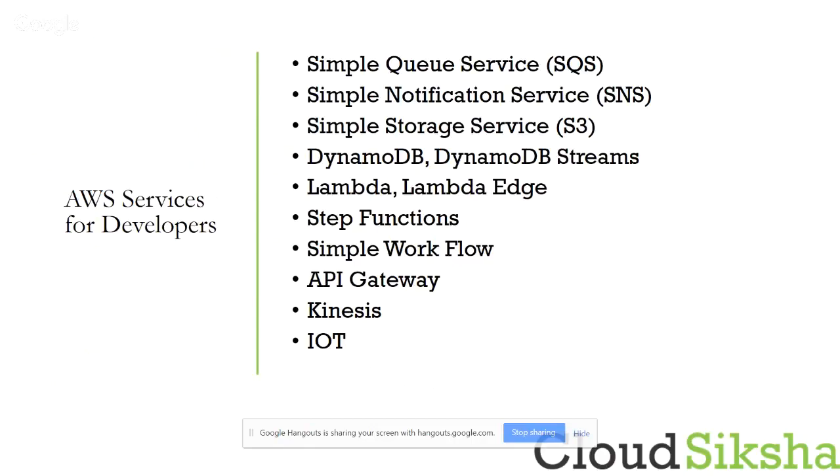Then we have Kinesis for collecting streaming data. Kinesis has its own toolkit where using programming you can analyze the incoming data. And then we have Internet of Things. Internet of Things also, you need to program. There's a toolkit available from AWS for this. So these are some of the services that you would want to know as a developer, so that using these services, you can develop your product.